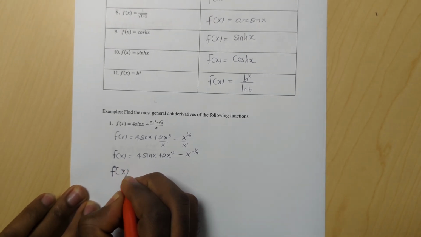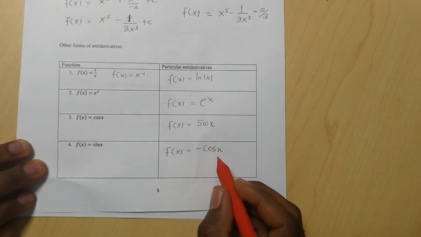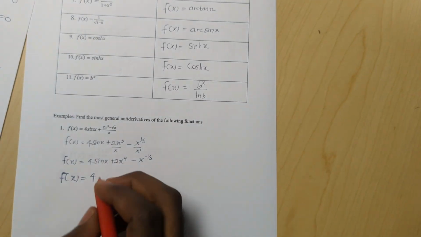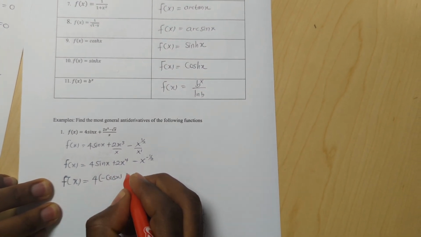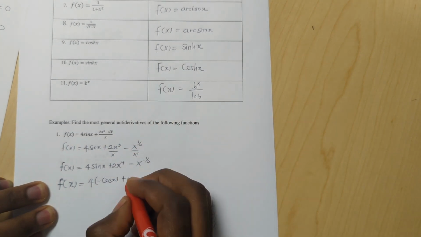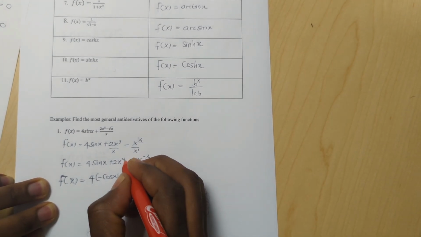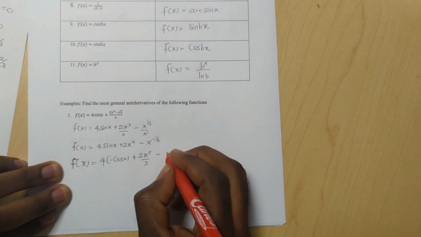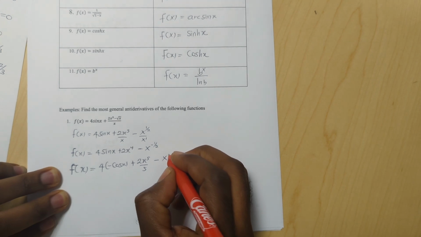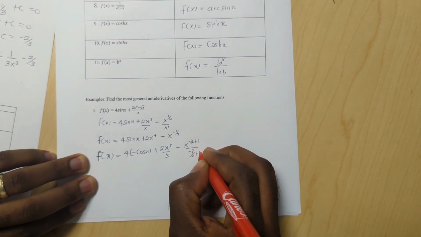Capital F of x will be equal to, we said that the antiderivative of sin x is negative cos x. So this will be 4 bracket negative cos x. Then plus, we apply the power rule here, so this will be 2x^5 over 5. That's adding 1 to the exponent and dividing the function by the result. Then minus, the same way we apply the power rule here, negative half plus 1 over negative half plus 1.